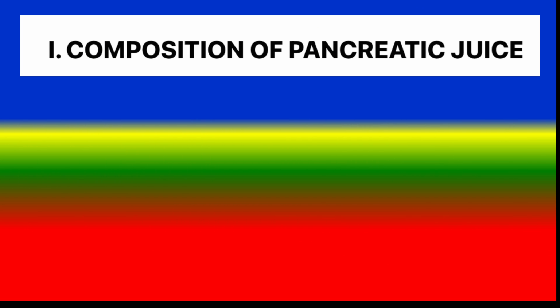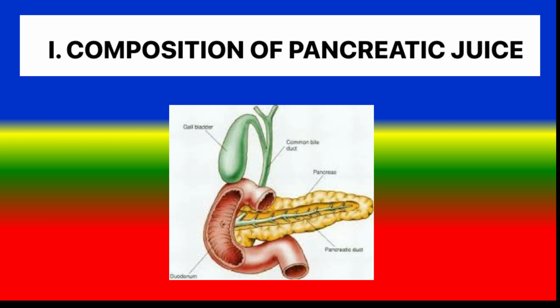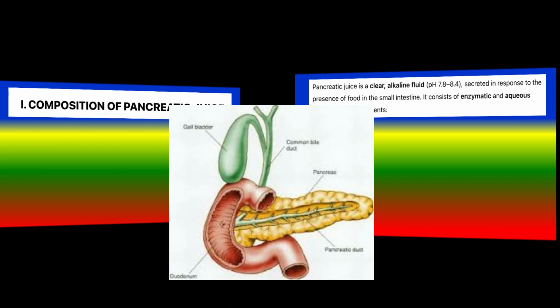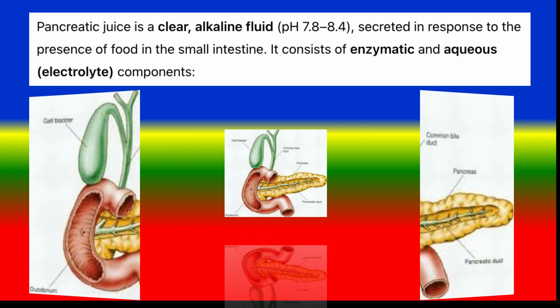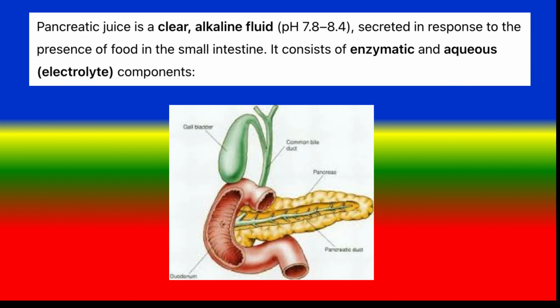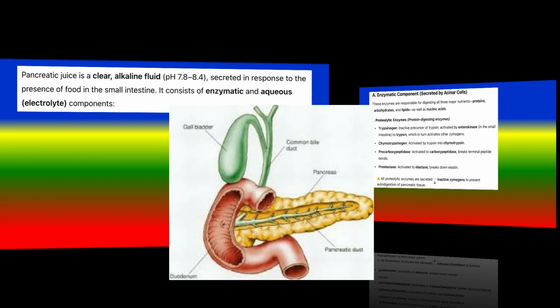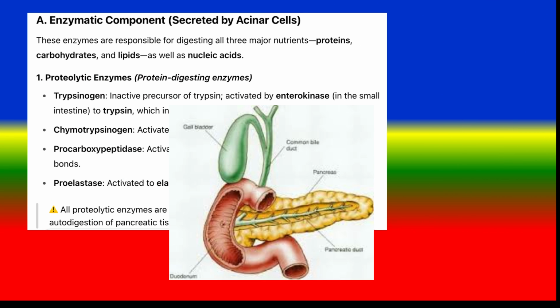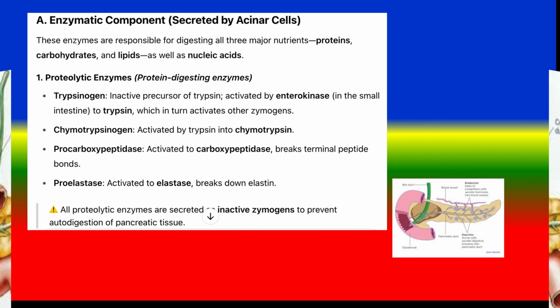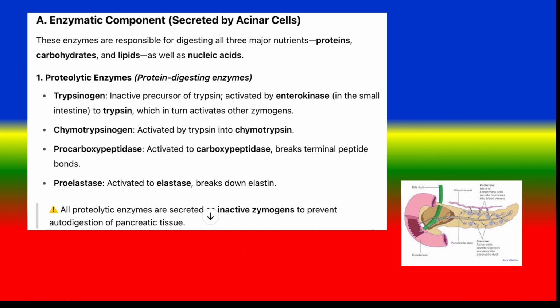Composition of pancreatic juice. Pancreatic juice is a clear, alkaline fluid, pH 7.8 to 8.4, secreted in response to the presence of food in the small intestine. It consists of enzymatic and aqueous electrolyte components. A. Enzymatic component, secreted by acinar cells. These enzymes are responsible for digesting all three major nutrients: proteins, carbohydrates, and lipids, as well as nucleic acids.